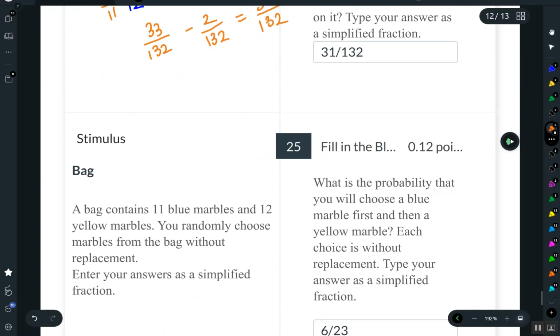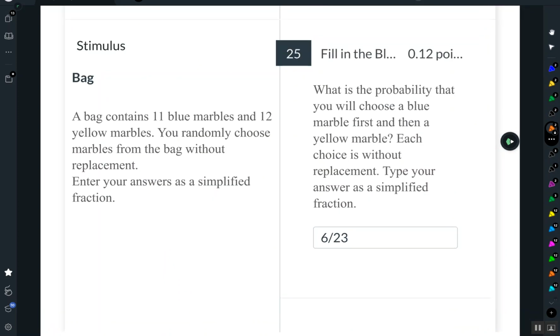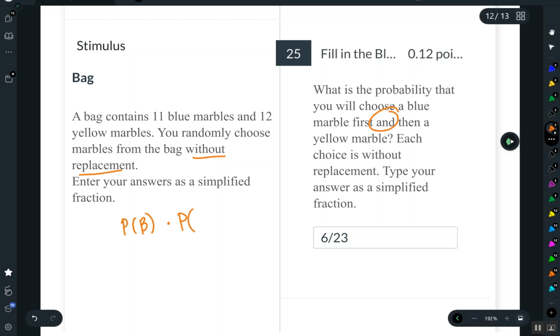All right, number 25. A bag contains 11 blue marbles and 12 yellow marbles. You randomly choose marbles from the bag without replacement. That's important. Enter your answers as simplified fractions. What is the probability that you will choose a blue marble first and then a yellow marble? So without replacement, and it says and. So the probability of getting a blue marble times the probability of a yellow marble given you have already taken out a blue one.